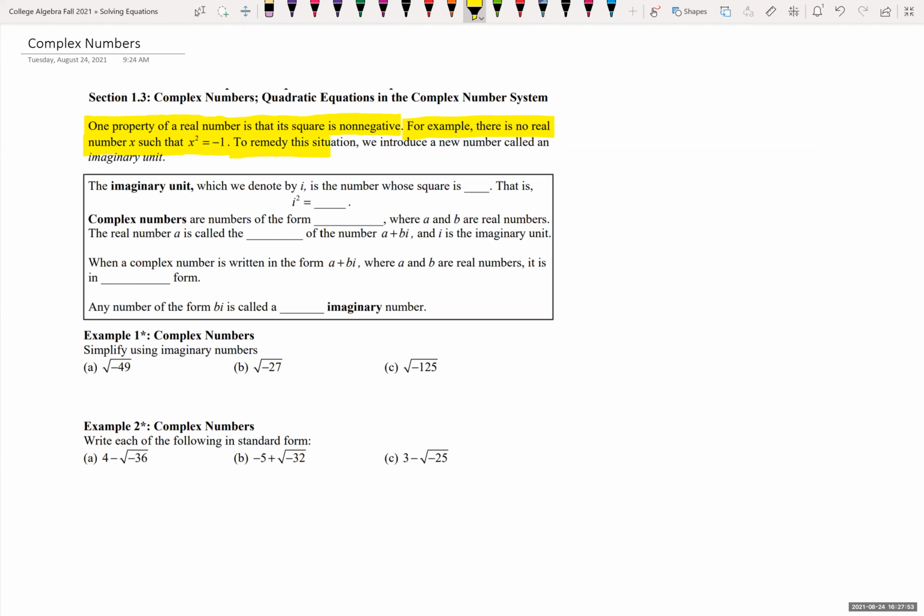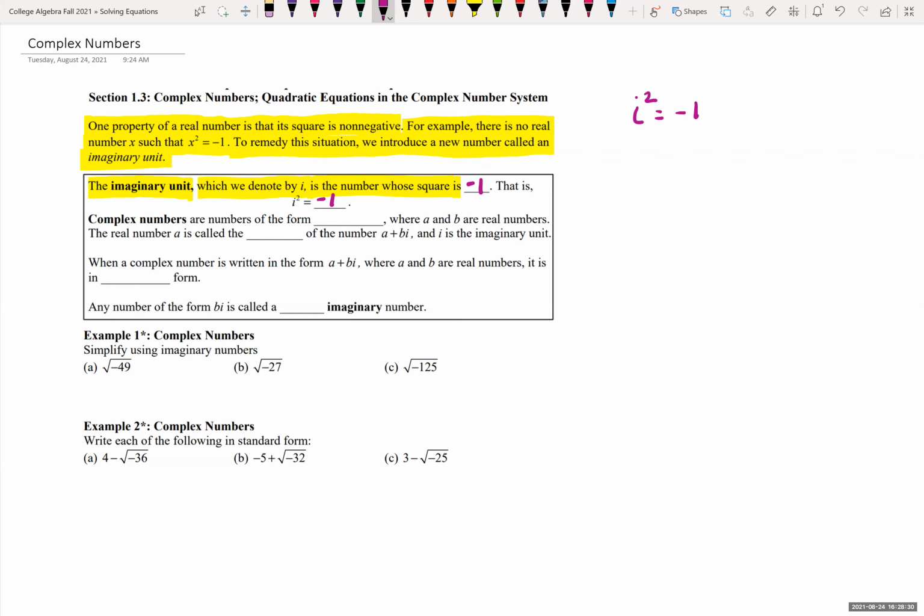So to help out with that situation, they introduced a new number called an imaginary unit or an imaginary number. So the imaginary unit, which is denoted by little i, is the number whose square is -1. So i squared equals -1. And if I look back further down to what they said, that is i squared equals -1.